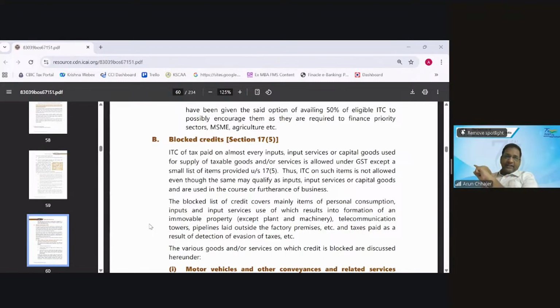Kindly select everyone's name so that it would be visible to all. Okay, so I got the correct answer from all the participants. Thank you so much. Now let's move further and we'll discuss it clause by clause.